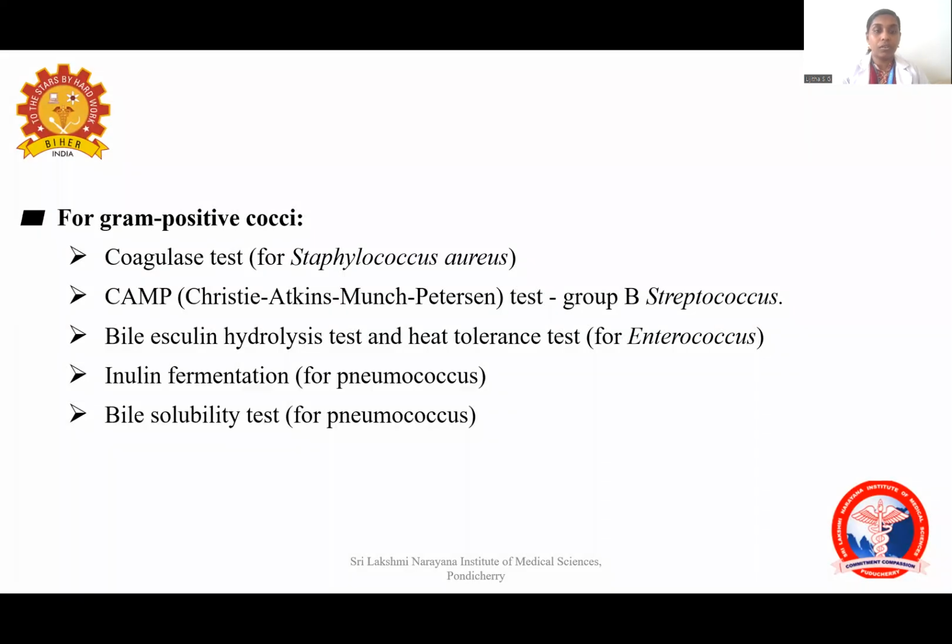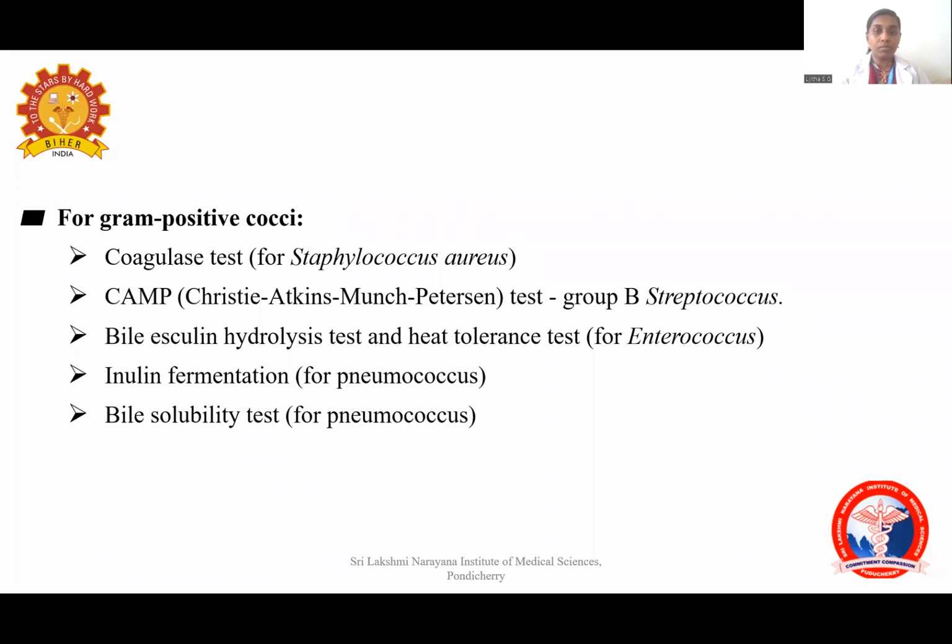Then for gram-positive cocci, there are certain other tests which are known as coagulase test for Staphylococcus aureus, then bile esculin test and heat tolerance test. It is usually done to identify Enterococcus. Then inulin fermentation test done for identification of pneumococcus. Also for pneumococcus, we can use bile solubility test.